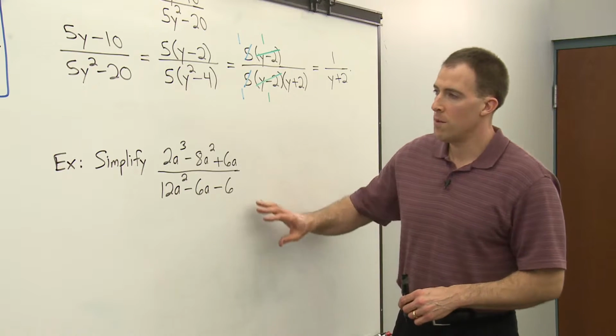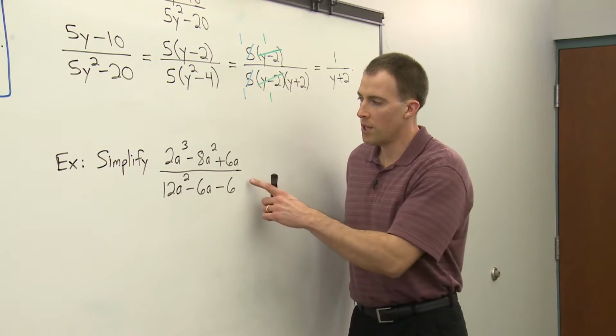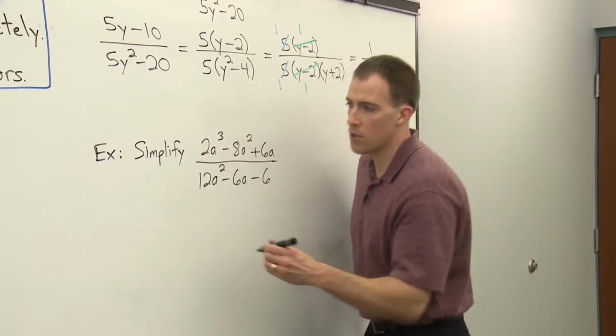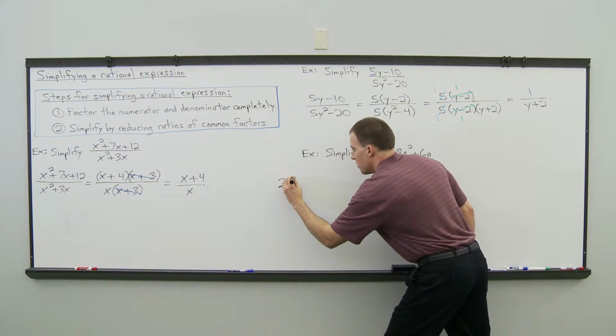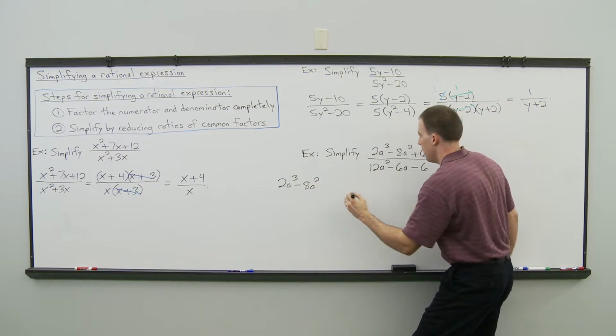Here's another example of simplifying a rational expression. We have 2a cubed minus a squared plus 6a divided by 12a squared minus 6a minus 6. So our first task is to factor the numerator and the denominator completely. I'll begin by doing that.